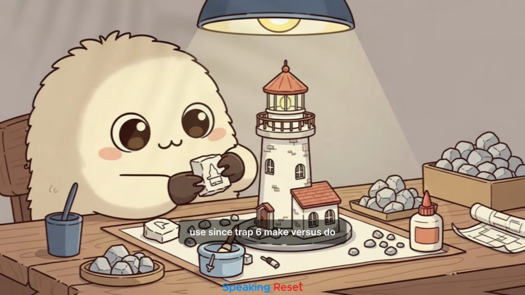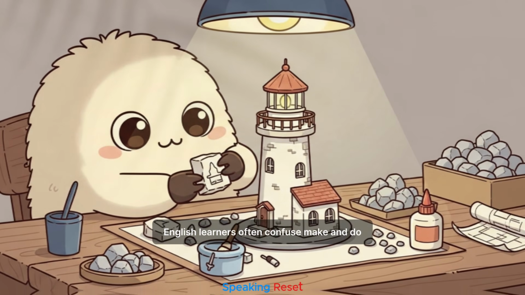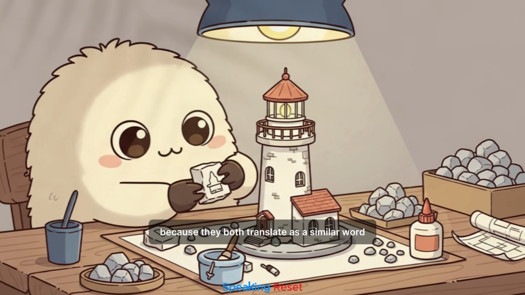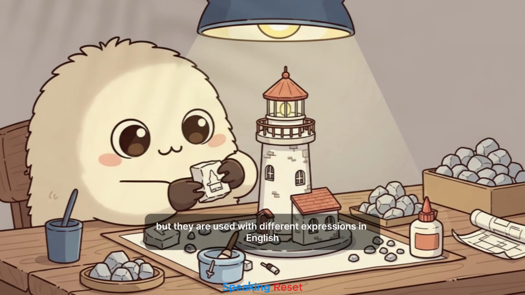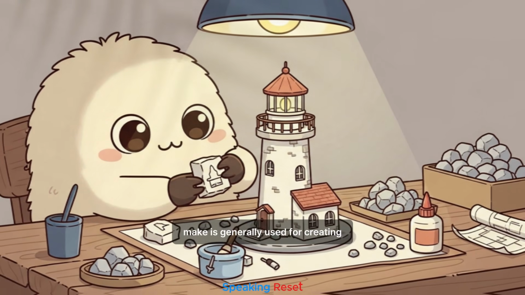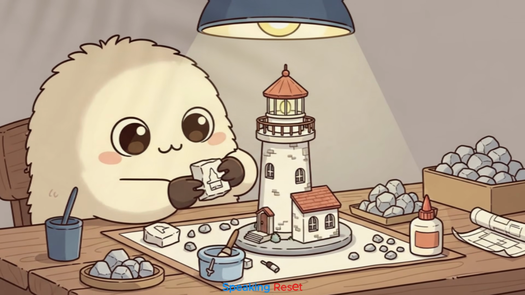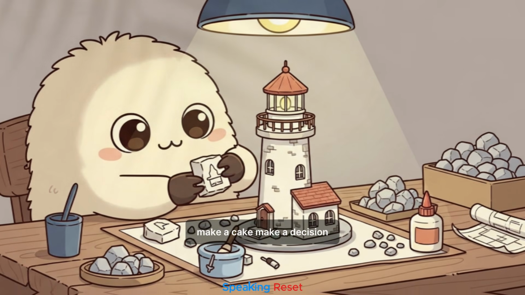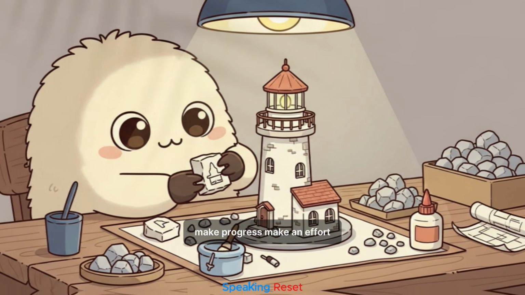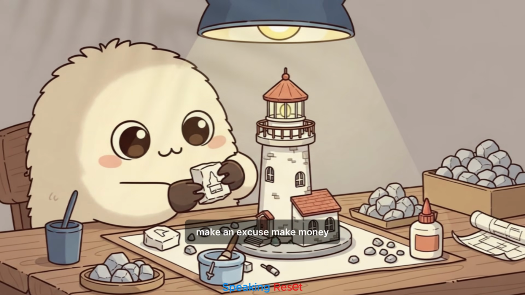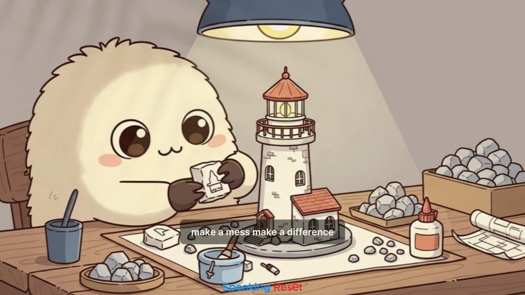Trap 6. Make versus do. English learners often confuse make and do because they both translate as a similar word in many other languages, but they are used with different expressions in English. Make is generally used for creating, constructing, or producing something. Make a cake, make a decision, make a mistake, make a suggestion, make a phone call, make a plan, make progress, make an effort, make an excuse, make money, make a bed. Make friends. Make a mess.